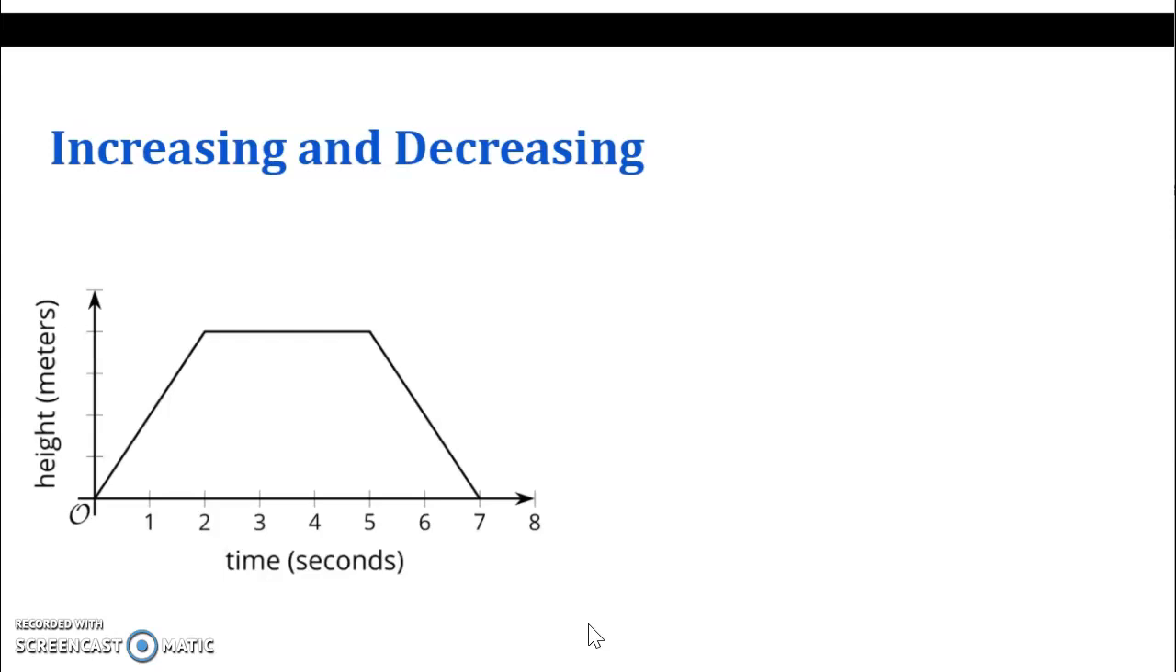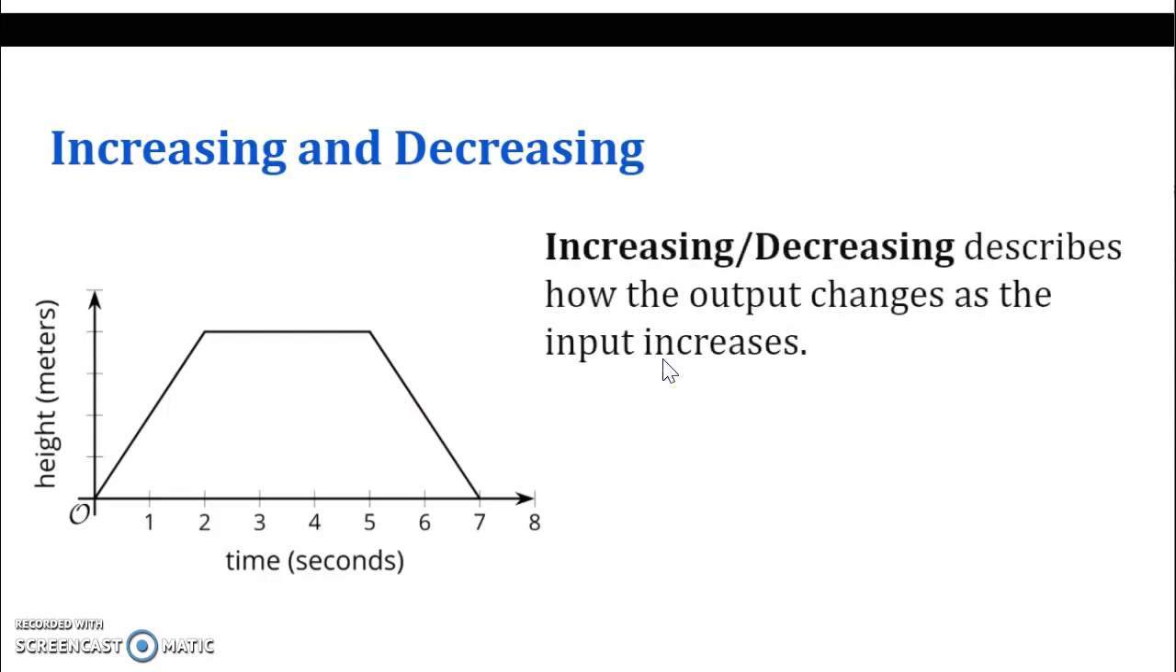So where we've left was we've talked about the drone simulation, and we've talked about the graph and how to interpret the graph and figure out what was the input, what was the output at different times, and using the function notation. So now we're going to be talking about this graph being increasing or decreasing. When we're talking about a graph increasing or decreasing, we're really describing how the output changes as the input increases. So let's put that sentence apart.